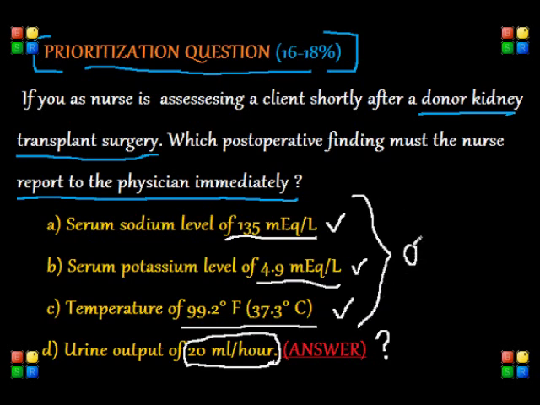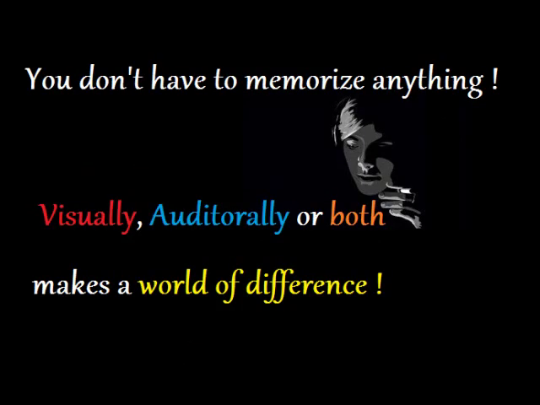Now, you might have in your memory bank the average range of all these values, right? But if you had a learning technique that really corresponds to your learning style, then you don't have to memorize anything. Whether your long term memory prefers to retain information visually or auditorily, or both, makes a world of difference.